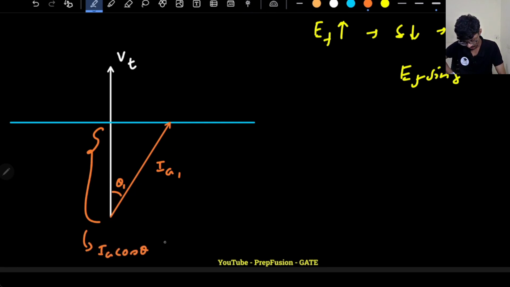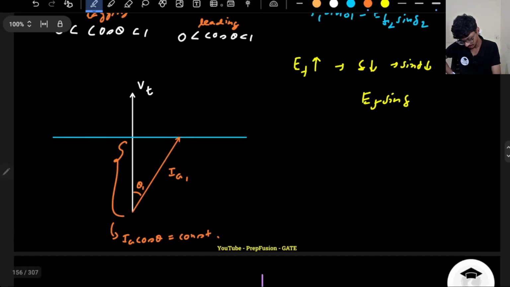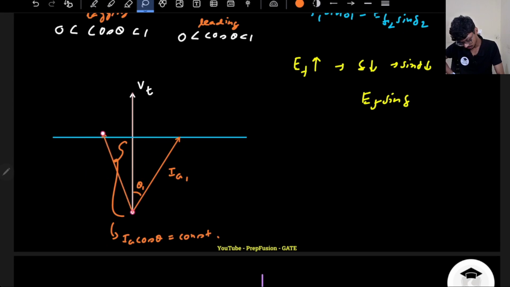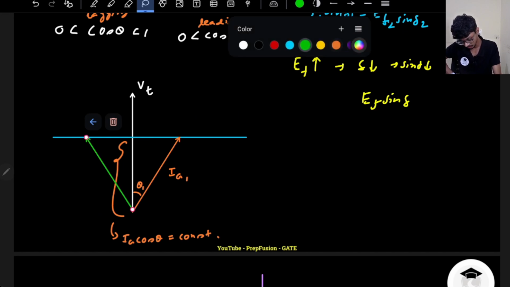IA cos theta must be constant. So basically I can go both ways, right? Either I go to the right-hand side, which means it is lagging, or I go to the left-hand side, which means it is leading. But it has to touch this line, otherwise IA cos theta will not be constant.